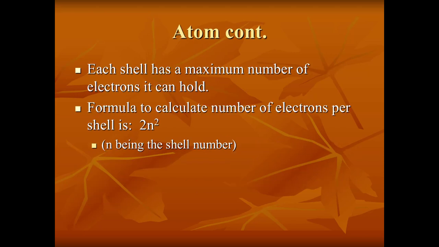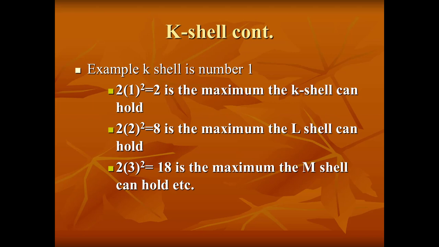So each shell is going to contain a maximum number of electrons that it can hold. So we actually have a formula that we can use, n being the shell number. So if you take 2 times n squared, you'll get how many can be held in each shell of that atom. So for an example, your K shell has the number 1. So you take 1 squared times 2, the maximum number of electrons it can hold is going to be 2. The L shell, same concept, it can hold up to 8, and the M shell can hold up to 18.